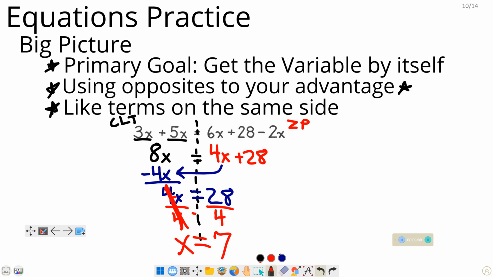Now, this is the big picture of what you are doing today. You're combining like terms through addition. You're combining like terms through zero pairs. You're going to do side-side flips. You're going to do a regroup. These are the problems that I'm asking you to do.